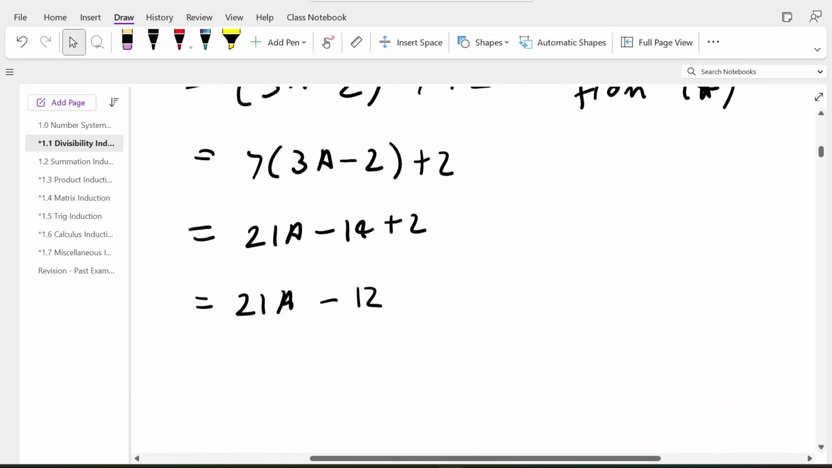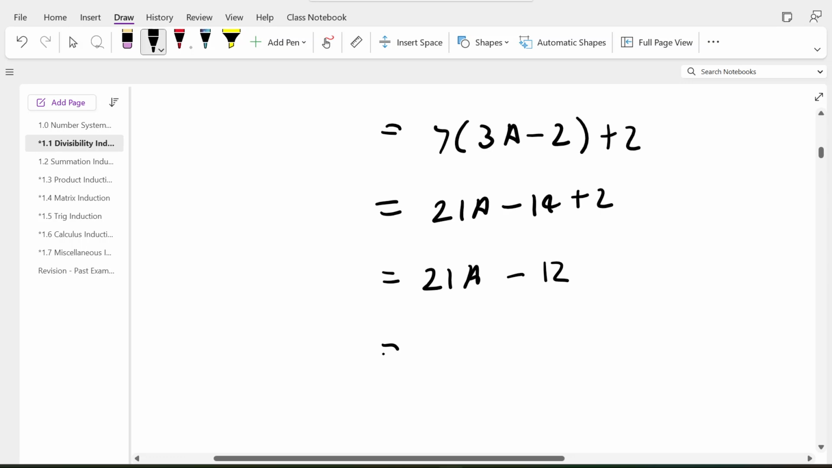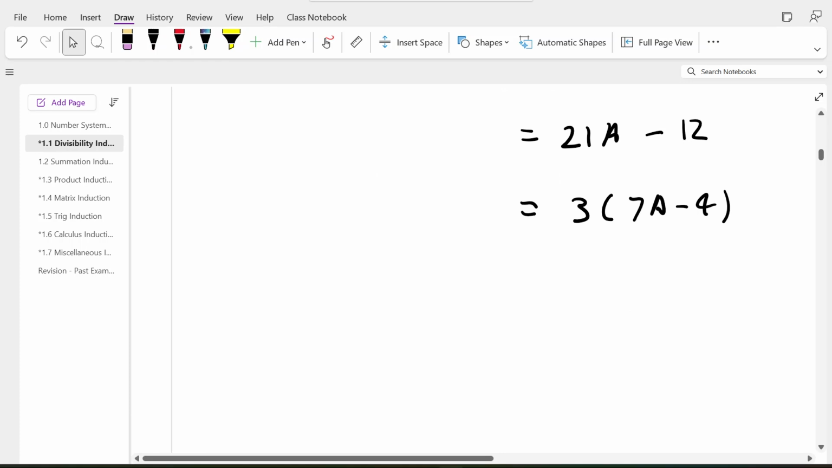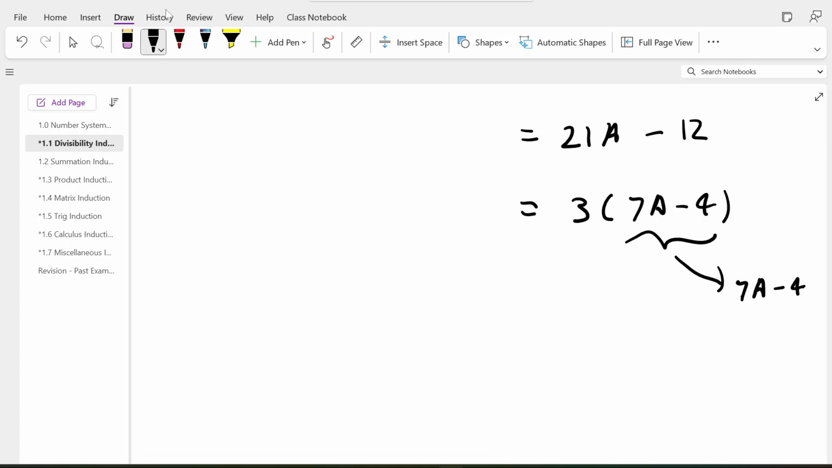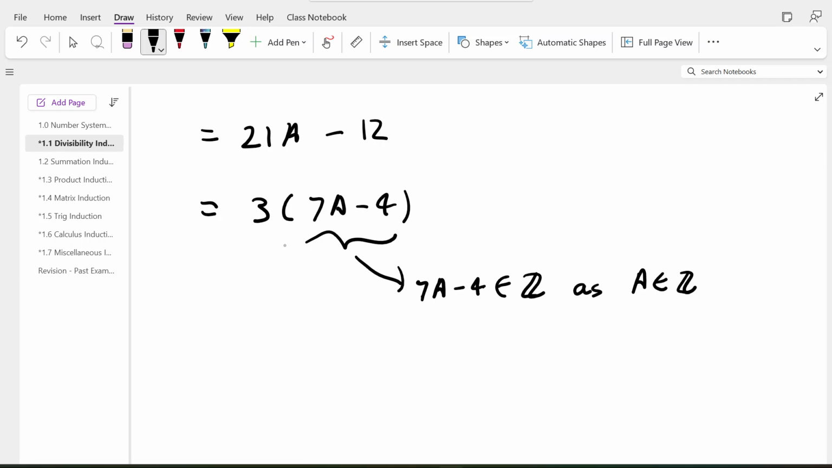Well, it means that it's 3 times some whole number. So if we can pull out 3 as a common factor here, we're done, and indeed we can. So I'm left with 7a take 4. Now, it's pretty important to explain here that 7a take 4 actually is a whole number, and it's really important to mention that, as a is in Z, just like that there.